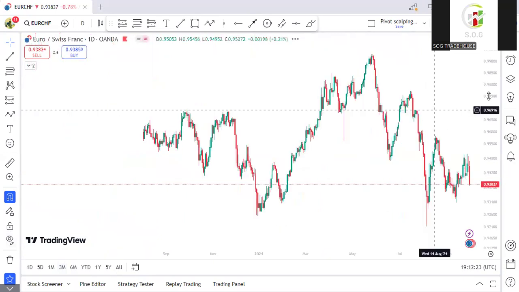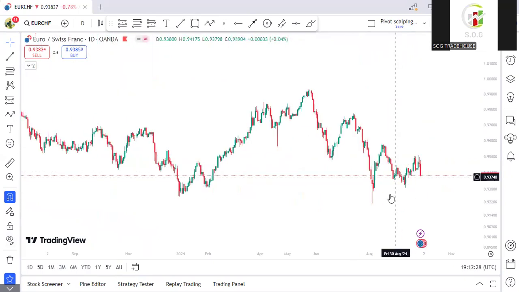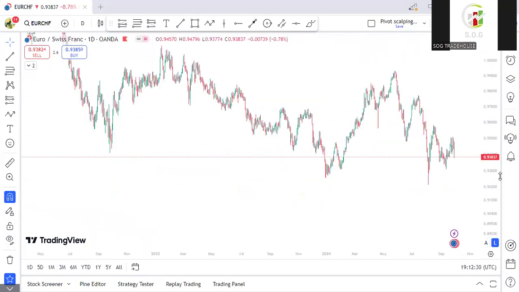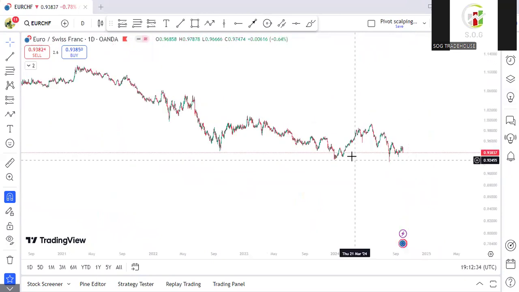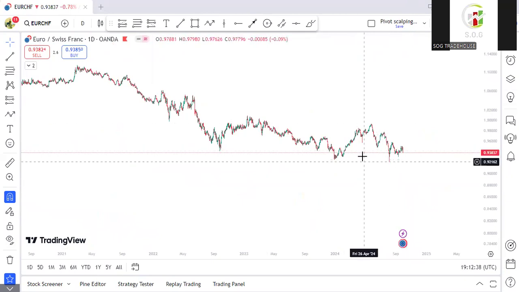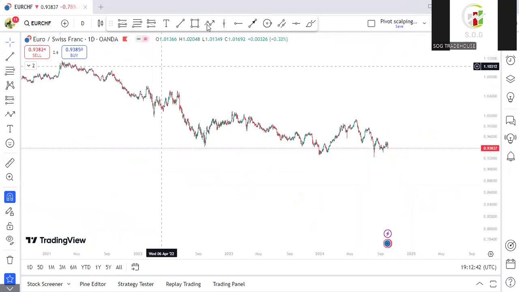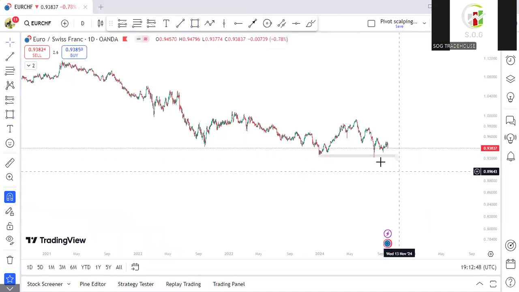So on Euro CHF, let's see what we can do here. Let's mark out this low. There's a low here.